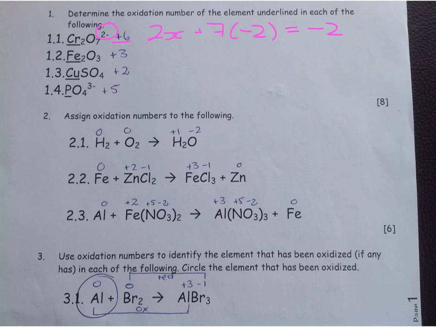The next one, I don't know the iron, so I'm going to go 2 times I do not know, plus 3 times I do know oxygen at minus 2, and this is a neutral substance, there's nothing up there, so it's equal to 0, and the x comes out at plus 3.